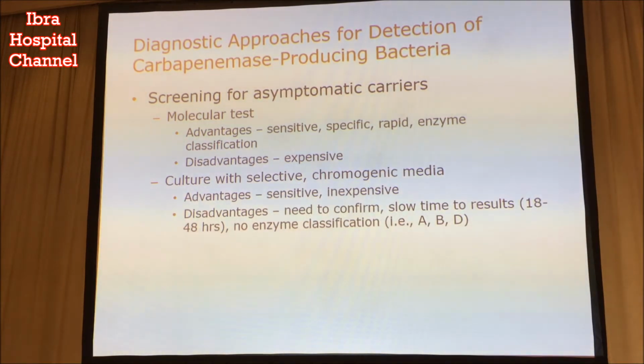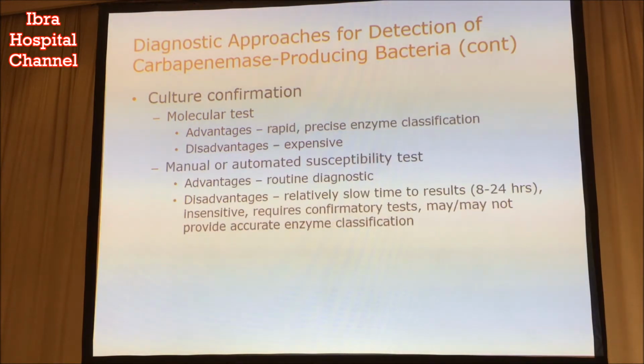The most obvious way is to screen the patient with a molecular test. They're very sensitive, they're very accurate, they're rapid, and unfortunately they're expensive. And so you probably would not routinely use a molecular test to screen for the presence of carbapenemase genes. You can do culture on selective media. That turns out to also be accurate, but it's slow. It takes a day to 2 days to get a result. That's one of the disadvantages that we see with that.